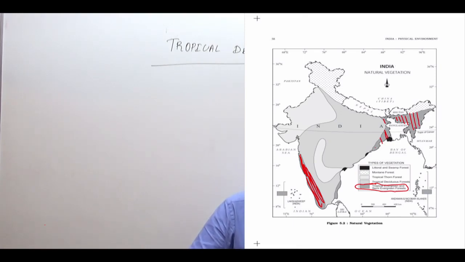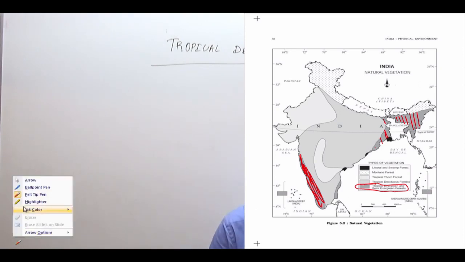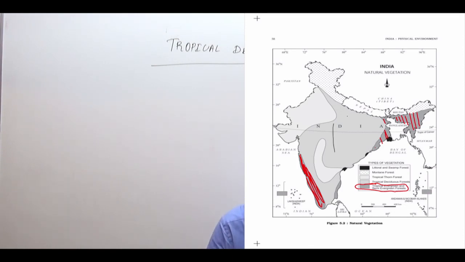If the question comes, tropical evergreen forest, tropical deciduous forest, tropical thorn forest, or littoral and swamp forest, you have your answer, that is the tropical deciduous forest, which is this area, which I am now shading, has the largest aerial extent in India.